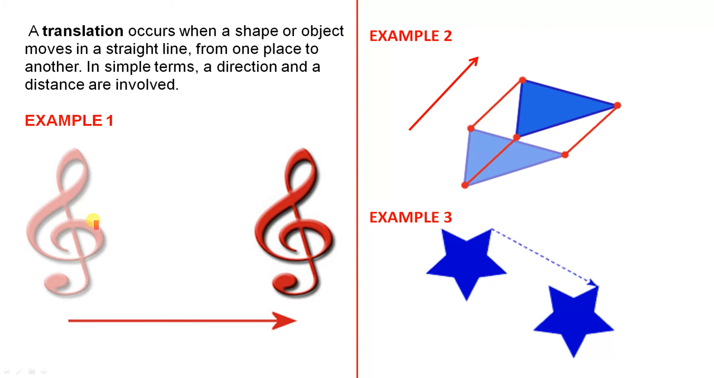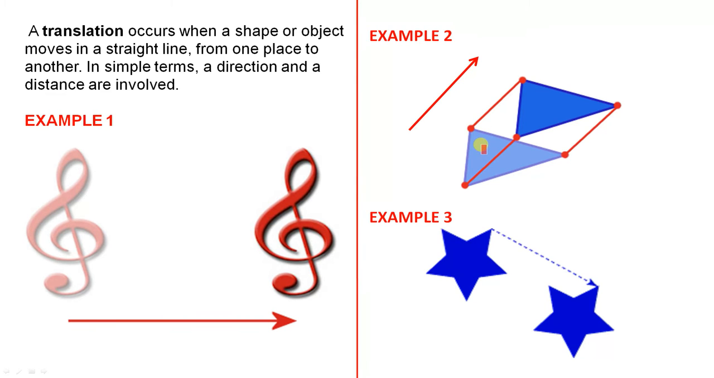This is a music symbol. It's very popular. And it is moved in that direction for that particular distance. You can see that the shape is exactly the same, so nothing's changed with respect to the shape, just the position of the object, and it's moved in a straight line.